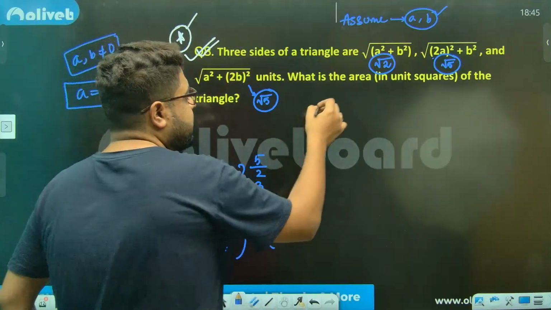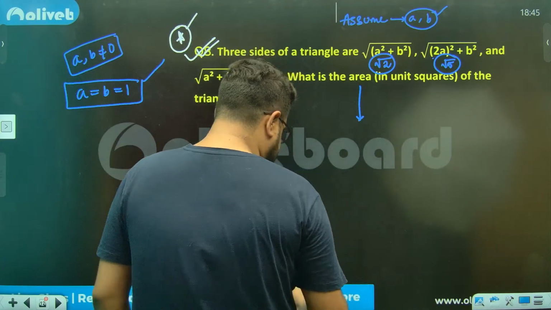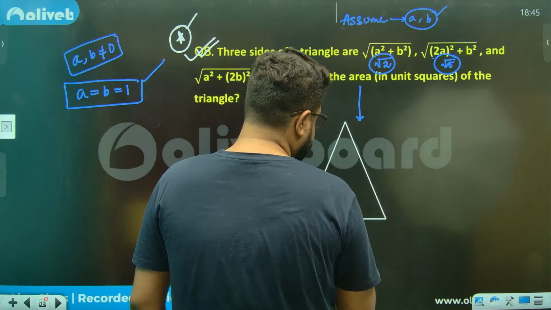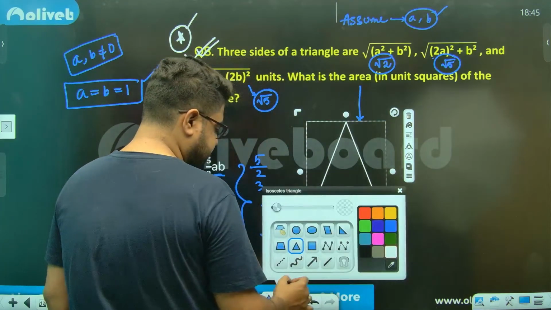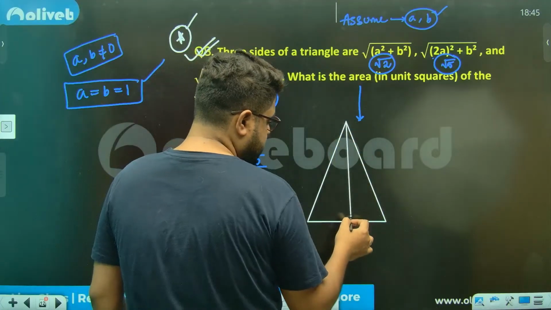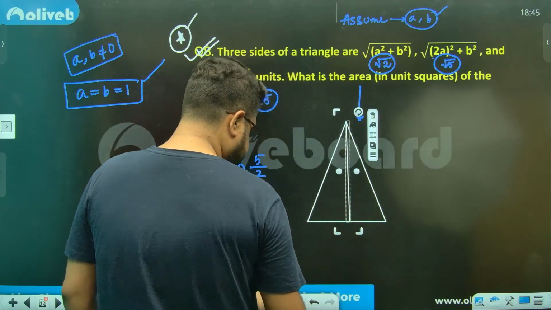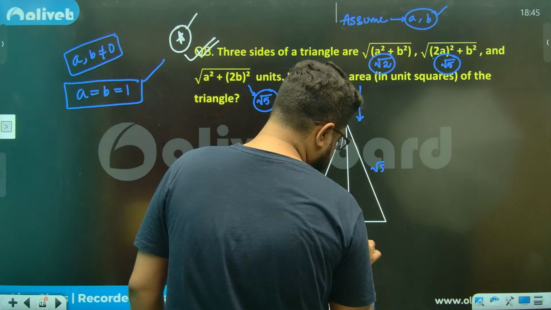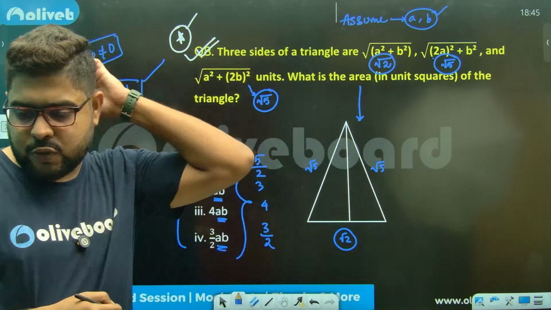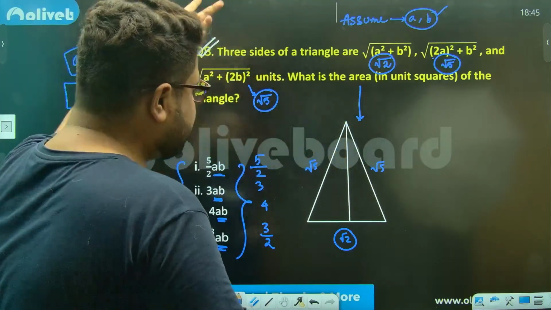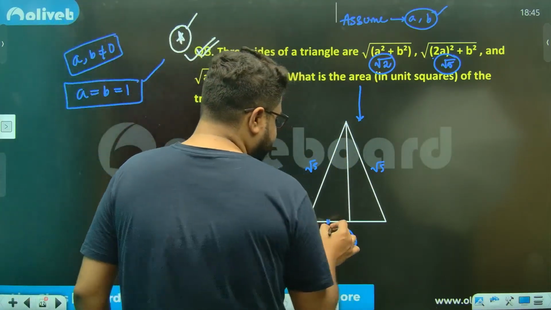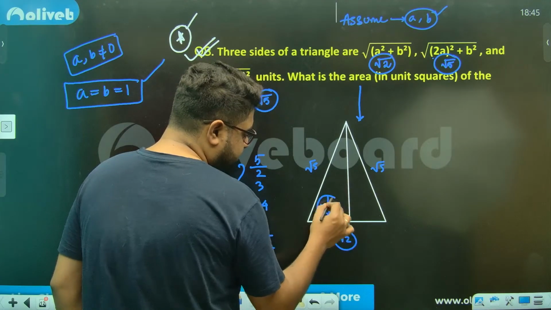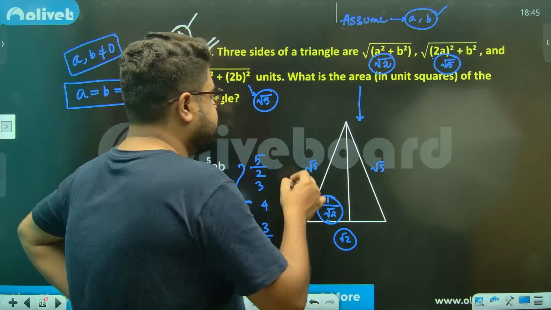Let's calculate the area of the isosceles triangle. Ultimately this thing looks something like this. So this is root 5, this is root 5, and this whole thing is root 2, sir. Take any one of the sides. So this will be root 2 by 2, that means 1 by root 2, half of root 2. And this is root 5.